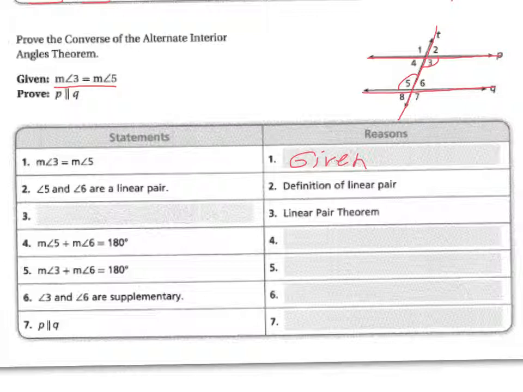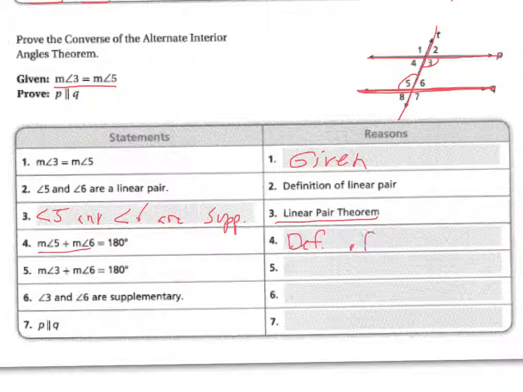5 and 6 are a linear pair. We see that. 5 and 6 right there form, when you add them up, that's the definition of a linear pair: two angles that share a common side and opposite rays form a straight line. Now remember, if they're a linear pair, because of the linear pair theorem, then angle 5 and angle 6 are supplementary. And if they're supplementary, then their sum is 180, which again is the definition of supplementary angles.